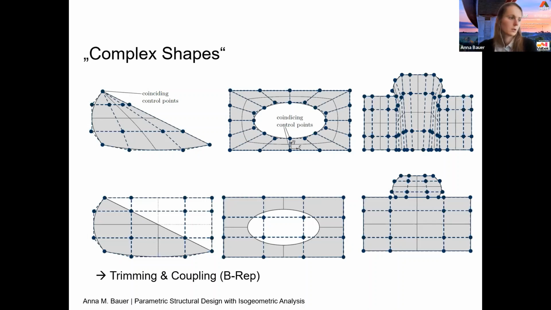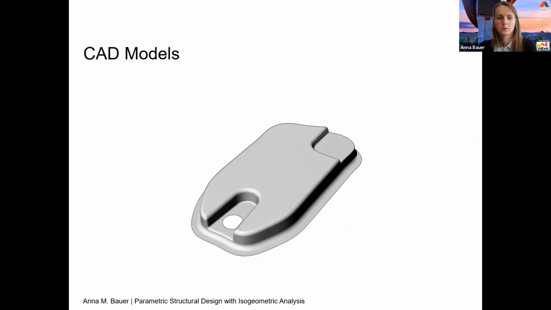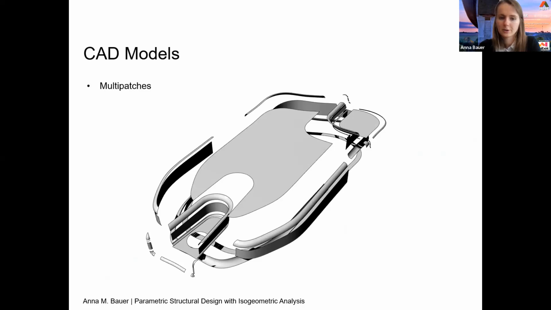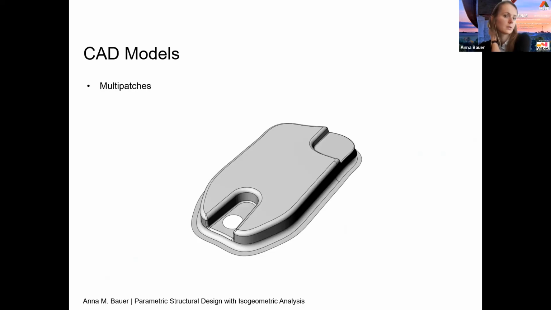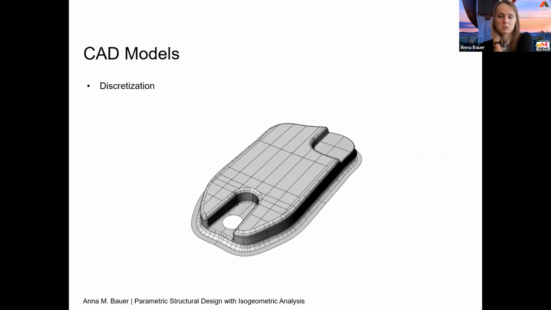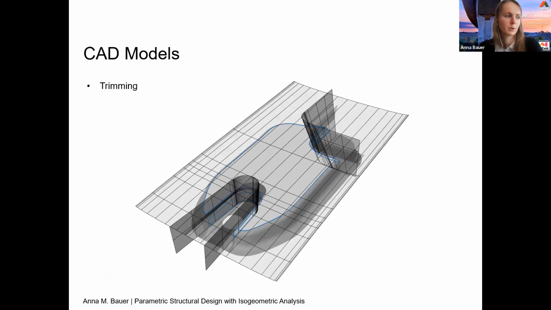And if we go to a real CAD model, here's an oil sump that we received back then. This CAD model consists of several patches, so it's a multi-patch. You can see there are quite a lot, so you need to be able to couple them. And you have the discretization that is just there from the designer. This also consists of trimmed patches, so the actual patches are larger than the visualized surface.